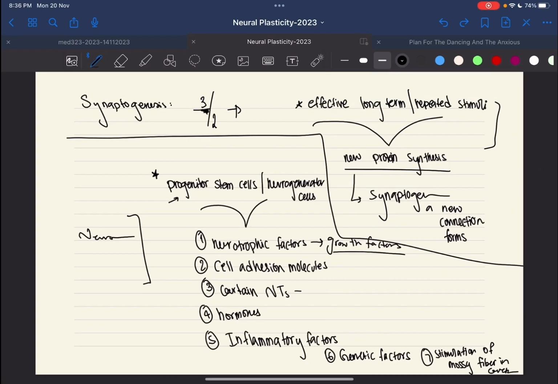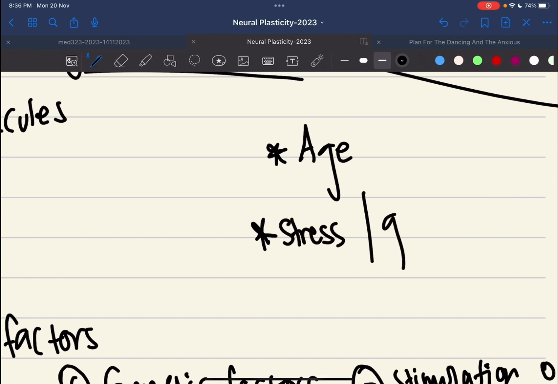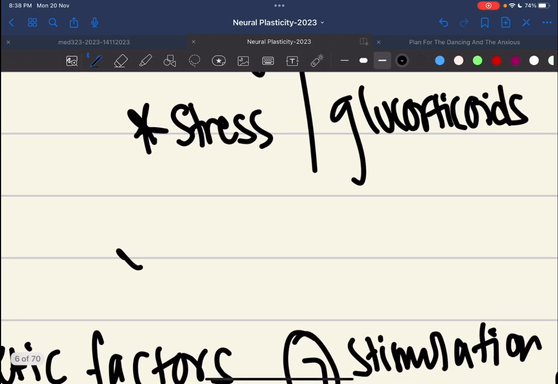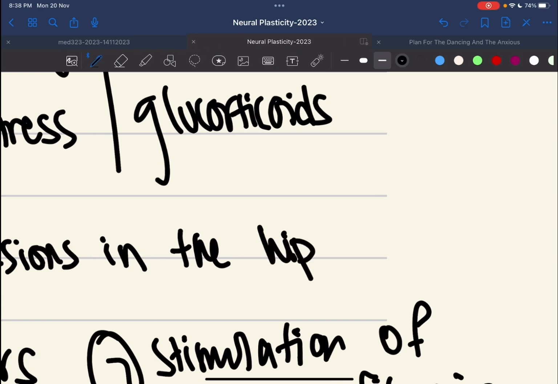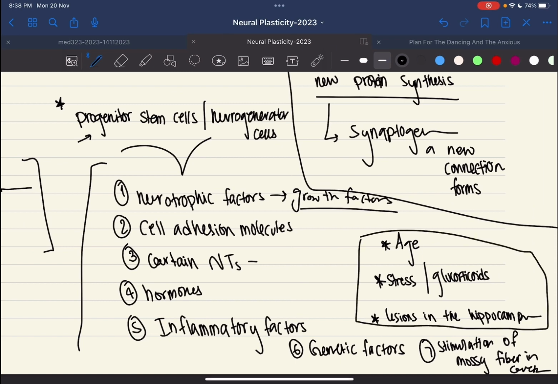Okay, so besides these, there are also some other things that influence neurogenesis, but influence it negatively. So they inhibit neurogenesis. What are these things? It's things like age. As you grow older, your neurogenesis rate declines. You also have things like stress, the release of glucocorticoids, which negatively impact neurogenesis. Also, lesions in the hippocampus. So these are all things that will inhibit neurogenesis.